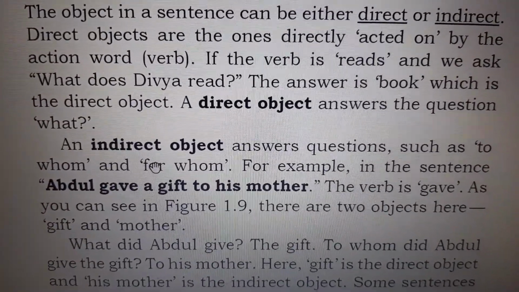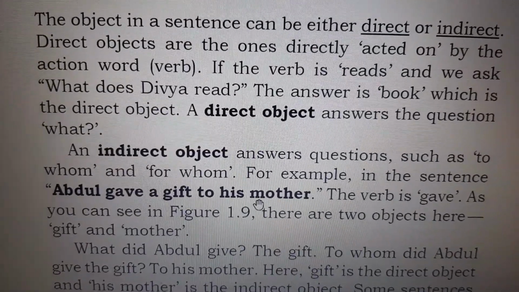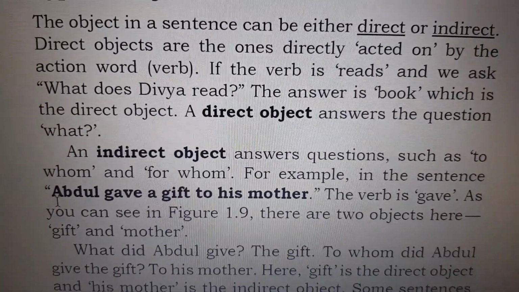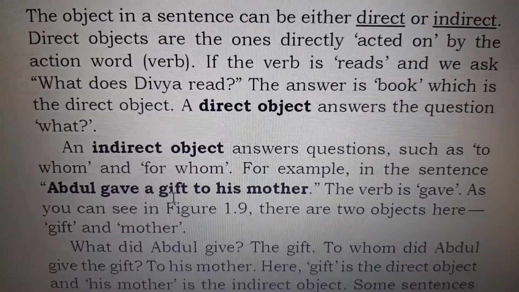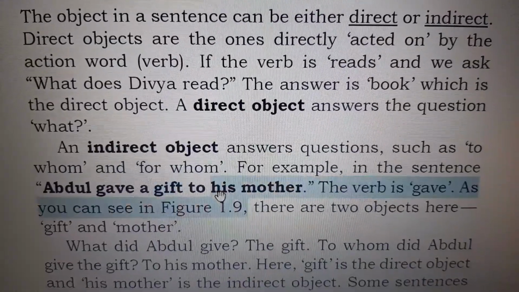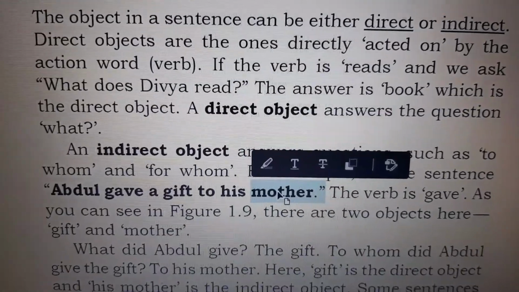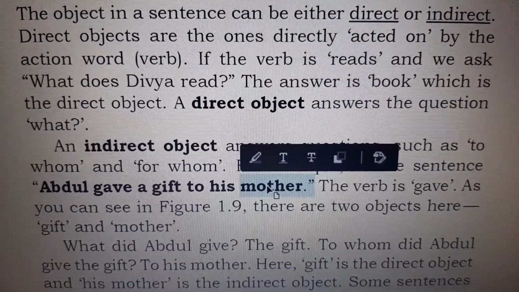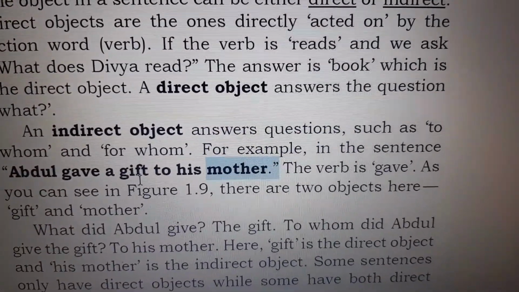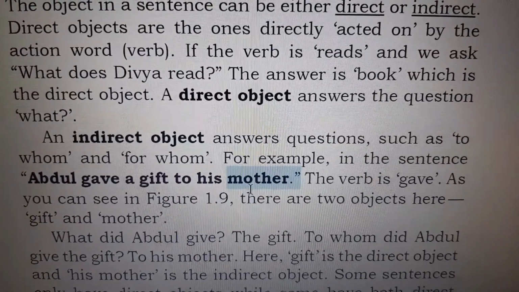What is known as an indirect object? For example, Abdul gave a gift to his mother. Now gave is a verb. Abdul is a subject. Gift is an object. Right? This is a direct object. Now his mother. This is an indirect object. Why is this an indirect object? Gift is an object. Now for whom is that gift? For his mother. So this is an indirect object.